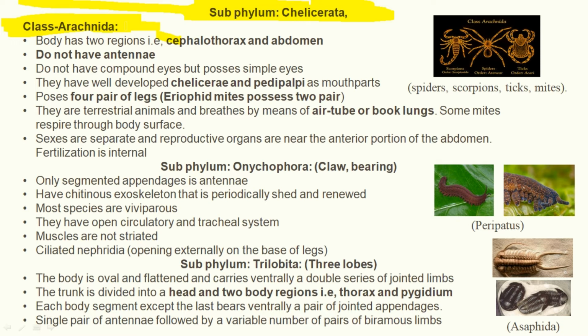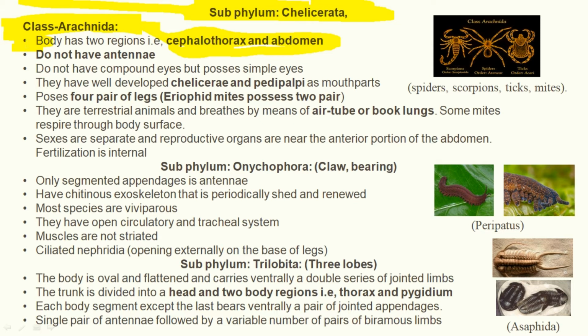Okay, now come to their characters. First one is segmentation. The body has 2 segments or 2 regions: one is cephalothorax, another one is abdomen. What is cephalothorax? It is the fusion of head and thorax. The head portion plus thoracic portion combinedly called cephalothorax. They are fused here. And another portion is the abdomen. You see, this is the cephalothorax, and this whole is the abdomen. Like this, they are divided: cephalothorax and abdomen.